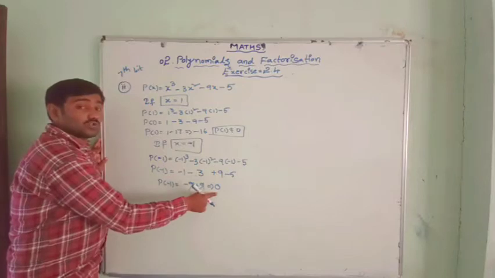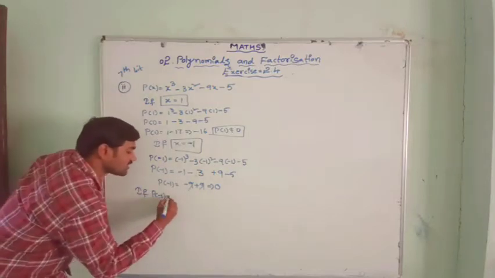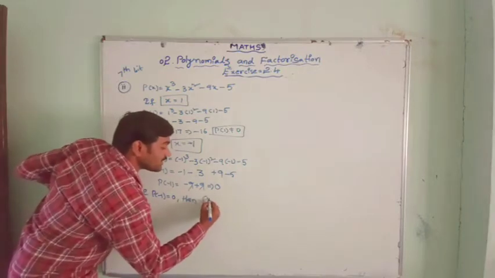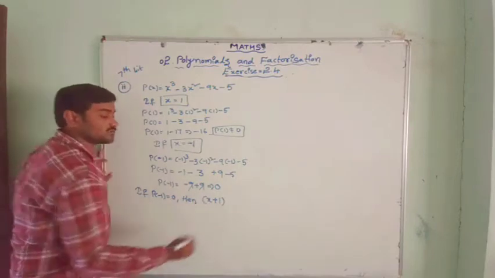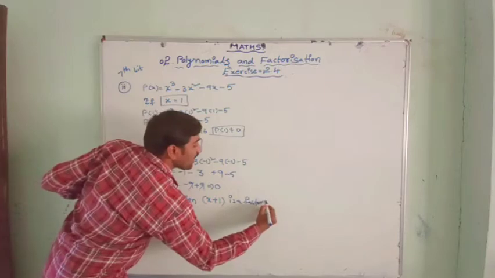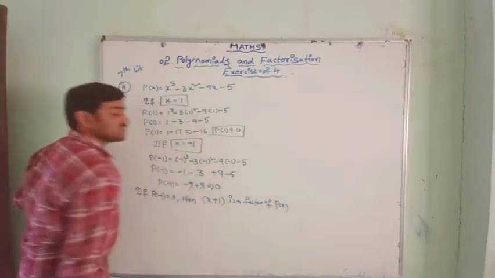Here p of minus 1 equal to 0. If p of minus 1 equal to 0, then x plus 1 is a factor of this p of x. x plus 1 is a factor.